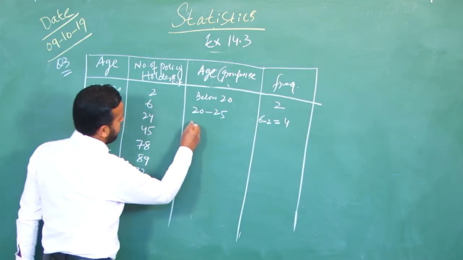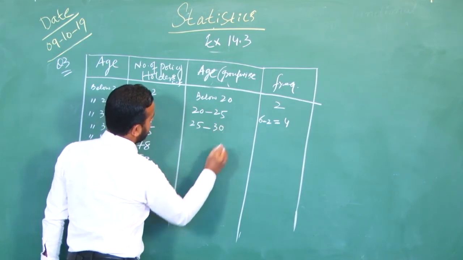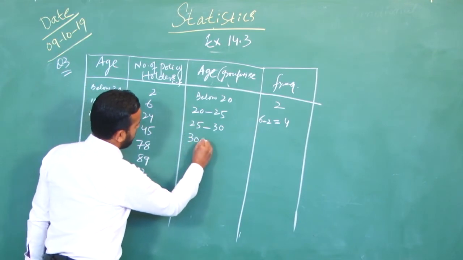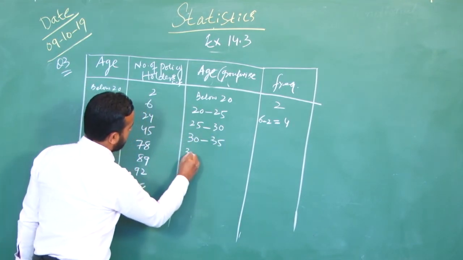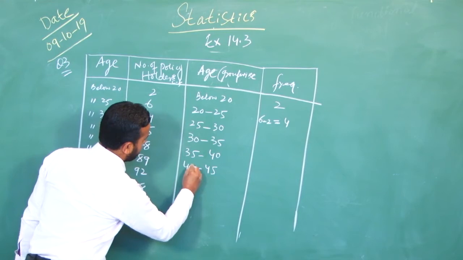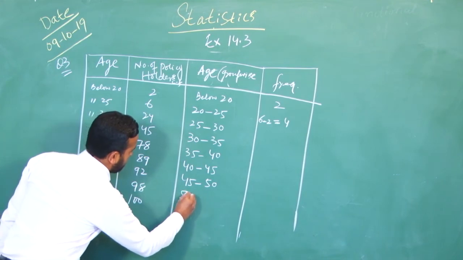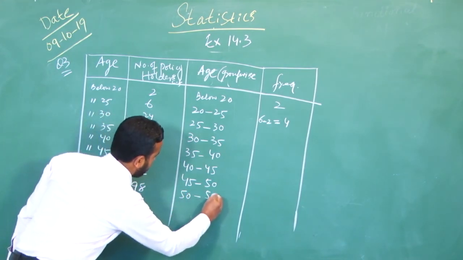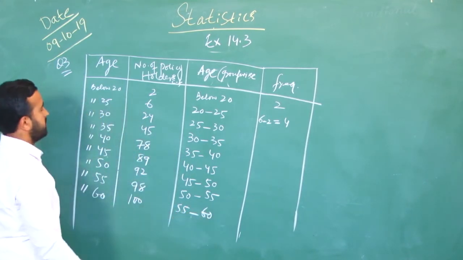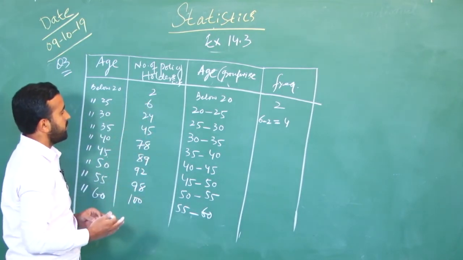Now, the next group will be 25 to 30. As there is a gap of 5 every time, you can see the age groups will go like this: 30 to 35, 35 to 40, then 40 to 45, 45 to 50, 50 to 55, and then the last one, that is 55 to 60. Now go on subtracting the frequencies to find the particular frequency of the respective groups.